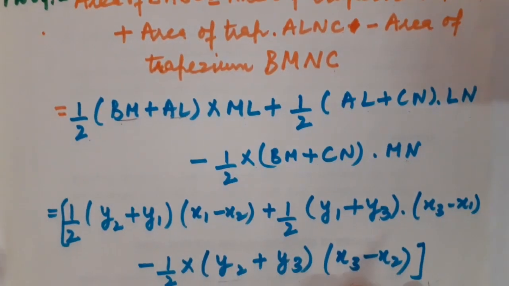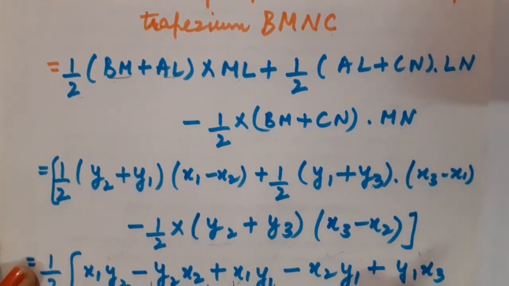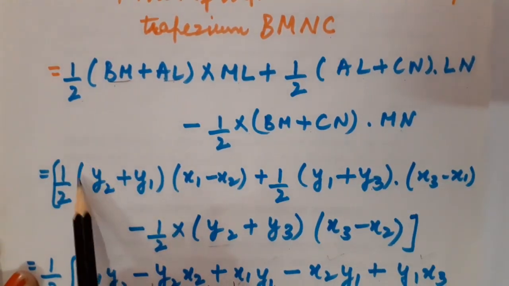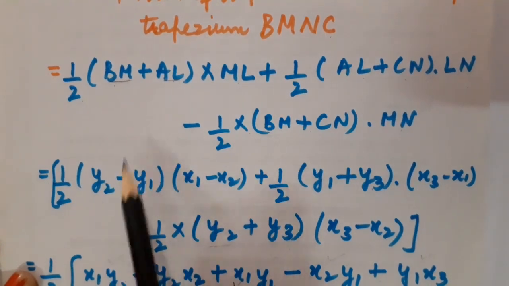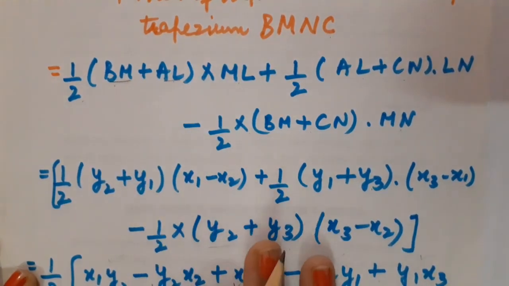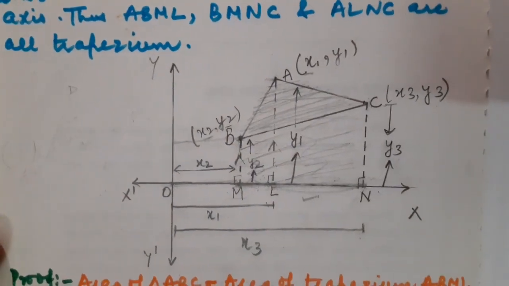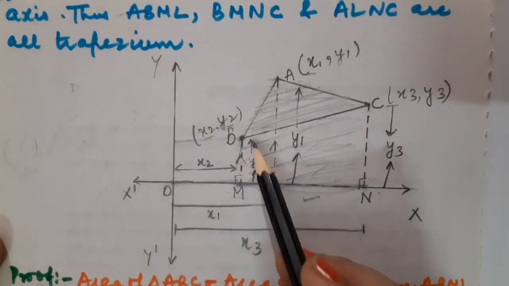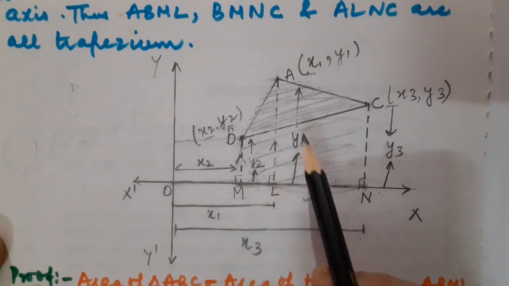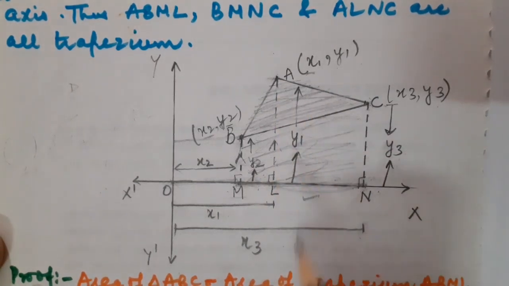So here I am going to put the values. It would be half into BM, which is y2, plus AL, which is y1. Have a look. Where is BM? BM is y2. This is y2. And AL, this complete is y1. Into ML, I have just told you. That is what?